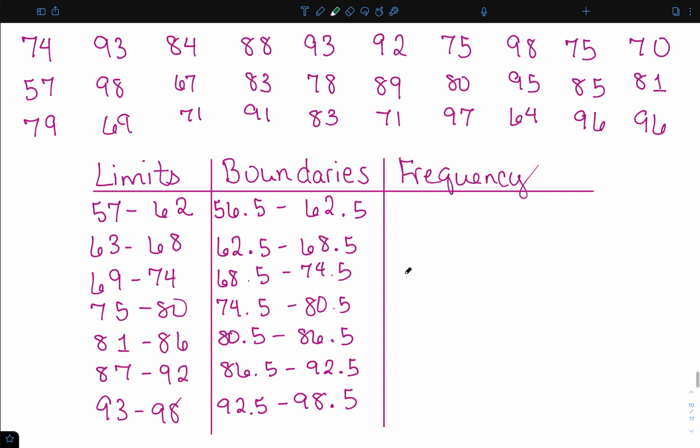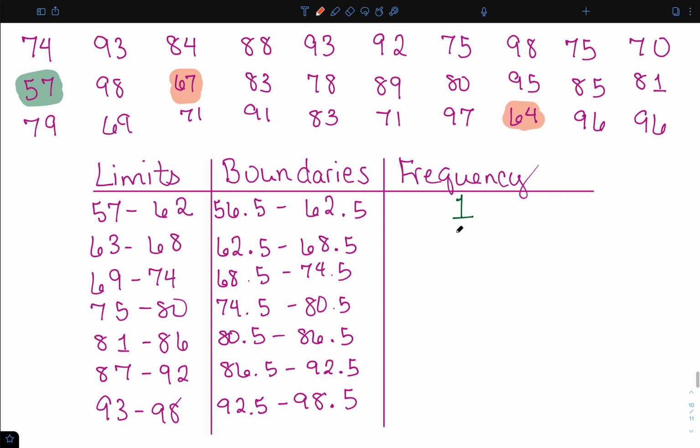Now that we have our boundaries, we just go through the data to see how many values are in each class. First one, from 57 to 62, we can search this data and see that the only data value that falls here is 57. So that has a frequency of 1. Next, we search through to see how many data values are between 63 and 68. I can see that I have this value here of 67 and this value here of 64. So this class would have a frequency of 2.